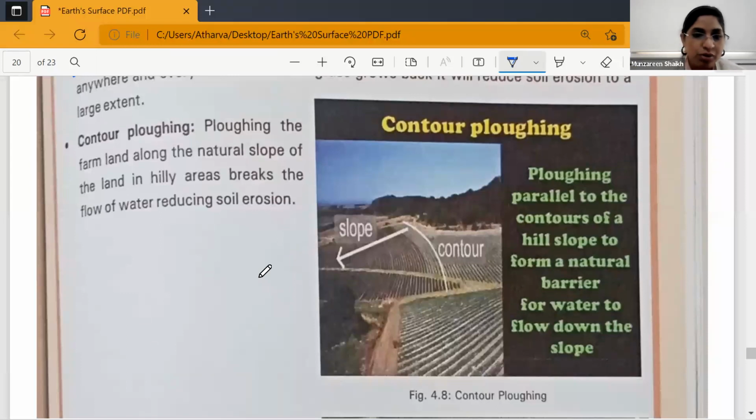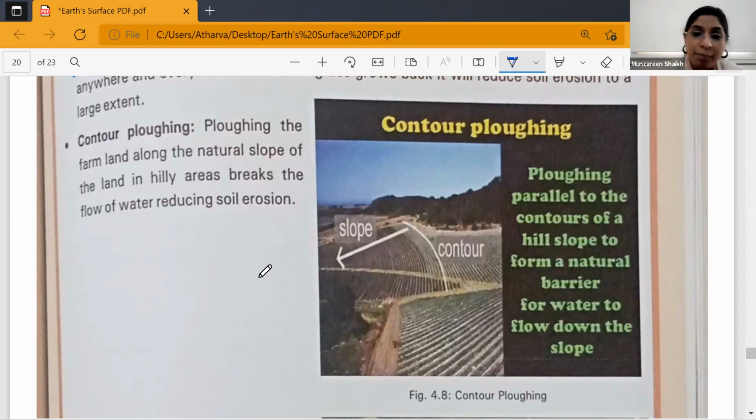The last point we will do is contour plowing. Can you see the image? Yes, ma'am. Contour plowing means plowing parallel to the contours of a hill slope to form a natural barrier for water to flow down the slope. Can you see? Yes. So, ma'am, that's why they should plant trees on the slope, so that water does not go down. Right.